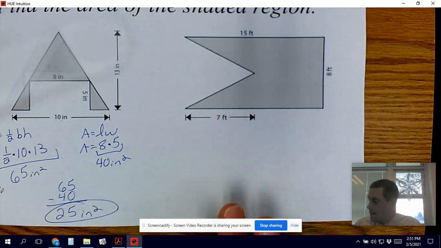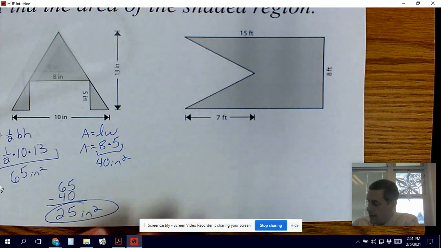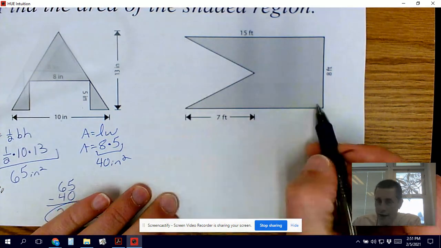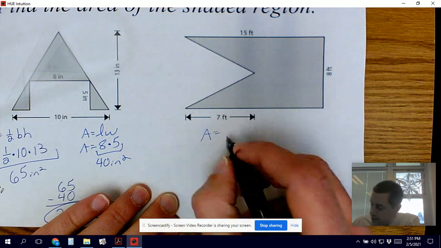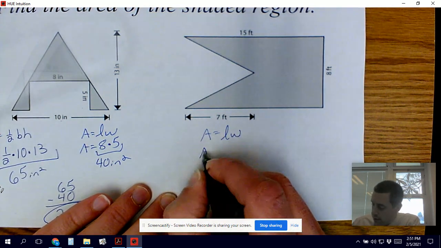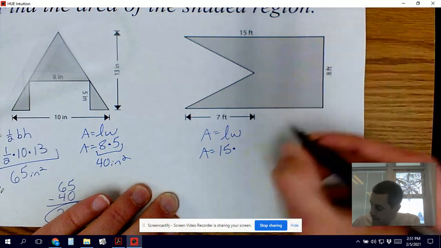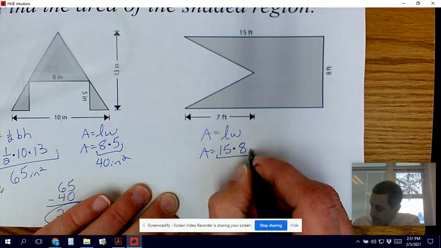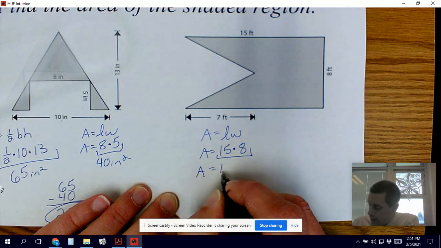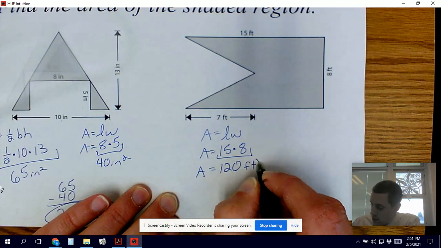All right, last problem on the right here. First off, if I filled this entire object in, I would have a rectangle, so area equals length times width. The length of this rectangle is 15 times the width is 8. 15 times 8, you should get 120 square feet.